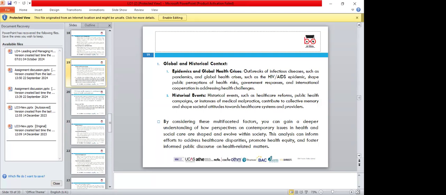So by considering these multifaceted factors, you can gain a deeper understanding of how perspectives on contemporary issues in health and social care are shaped and evolved within society. And to be able to analyze this can inform efforts to address healthcare disparities, promote healthcare quality, foster informed public discourse on health-related matters.